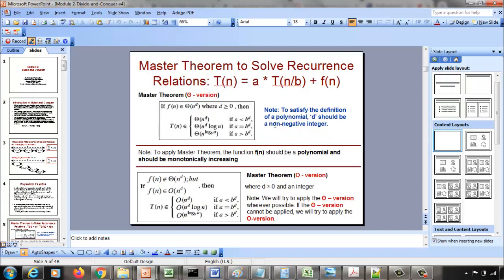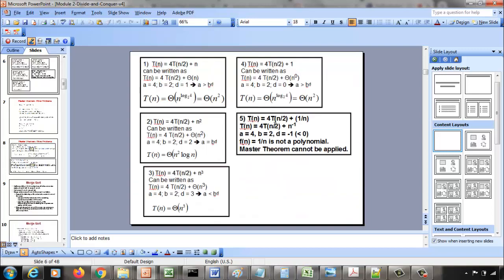Okay. So given a recurrence relation, you should first be able to decide whether f of n is a polynomial. If so, how to write the theta notation, or if theta is not possible, to write the big O notation. Okay, so any questions before we do the Master Theorem?